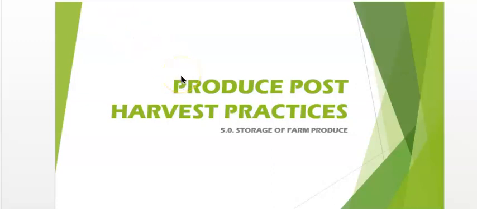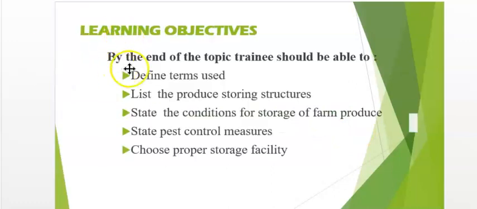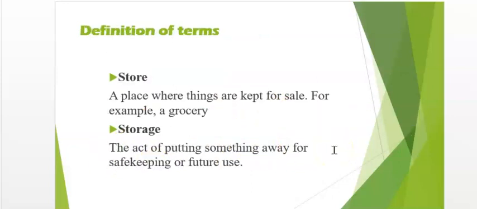So welcome to the unit, Produce Post-Harvest Practices, under the topic number 5, Storage of Farm Produce. Let's look at our learning objectives. So by the end of the topic, the trainee should be able to define the terms used, list the produce storage structures, state the condition for storage of farm produce, state pest control measures, choose proper storage facility. Let's go direct to definition of terms.